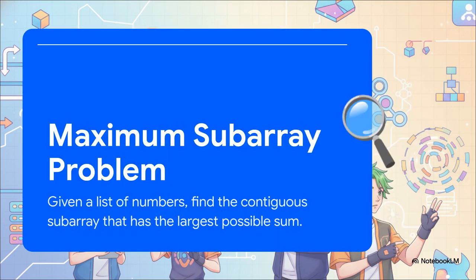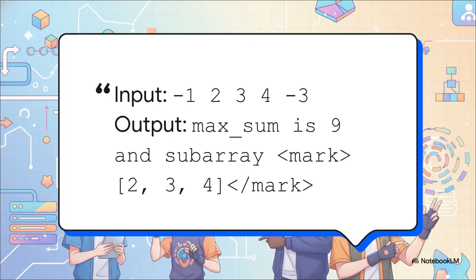Now, for a classic problem that has huge real-world implications, the Maximum Subarray problem. So imagine you have a list of numbers, some positive, some negative. Your job is to find the one connected slice of that list that has the largest possible sum. Now, you could try checking every single possible combination, but for a big list, that would take forever. Luckily, there's a much more elegant and lightning-fast solution called Kadane's algorithm. Let's just watch it in action.